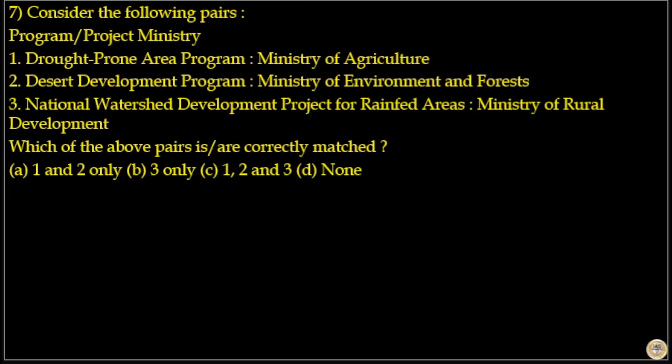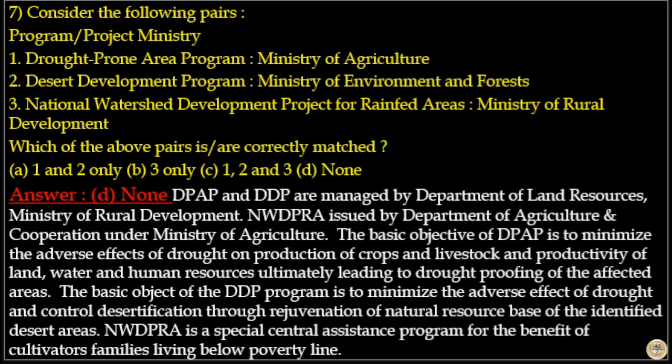Next is, consider the following pairs. Drought-Prone Area Program implemented by Ministry of Agriculture, that is incorrect. Desert Development Program implemented by Ministry of Environment and Forest, that is incorrect. National Watershed Development Project for Rainfed Areas implemented by Ministry of Rural Development, that is incorrect. Which of the above pairs is or are correctly matched? Here, the answer to this question is option D. None of the pairs are correctly matched.